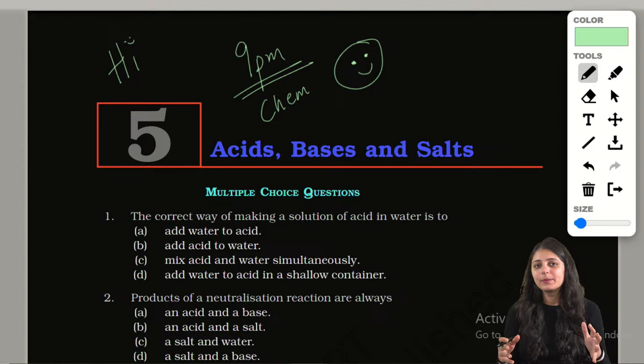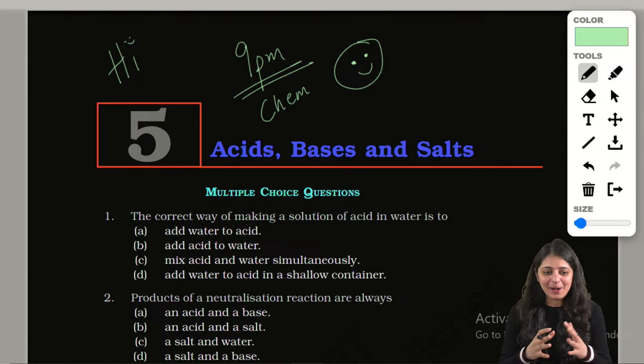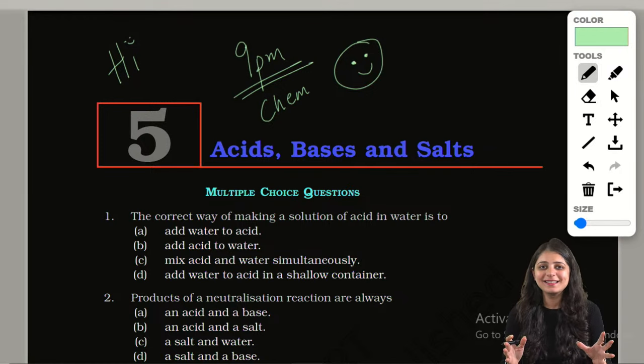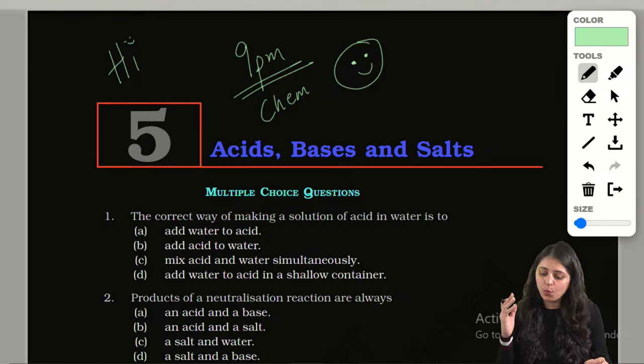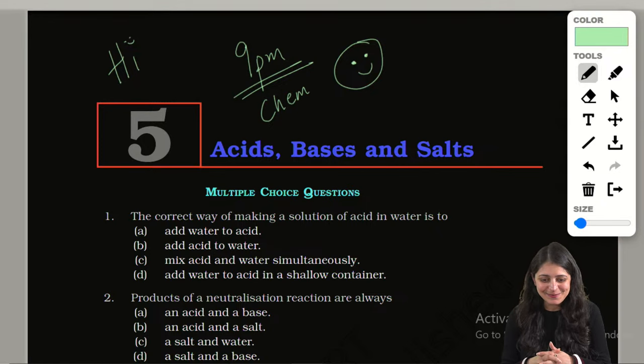And I know, 6 o'clock se aap baithe ho, 6 o'clock se aapka session chal raha hai. आप constantly मेहनत कर रहे हो, but trust me, मेहनत waste नहीं जाएगी. इतनी मेहनत जो आप कर रहे हो, इतना hard work जो आप put कर रहे हो इसमें, you will pass the exam with flying colors, you will get really good marks. Whatever hard work you're putting in, आपको बाद में लगेगा thank God मैंने इतनी मेहनत कर ली.